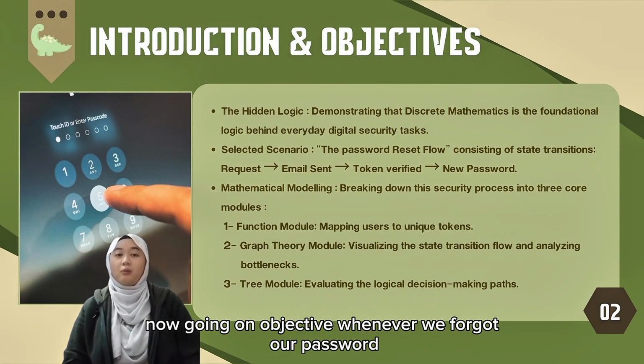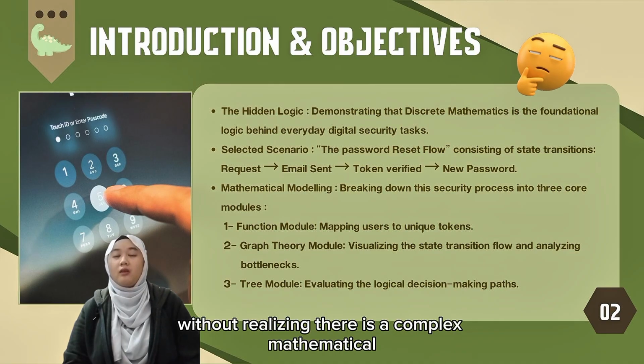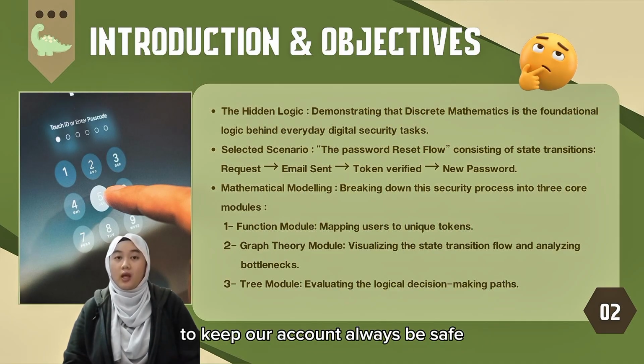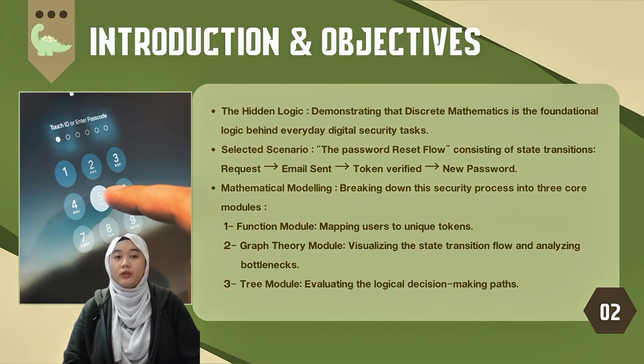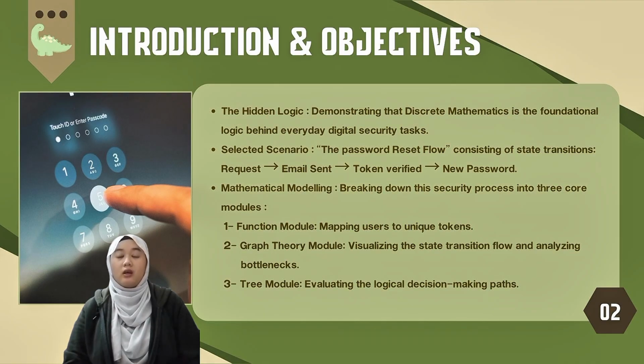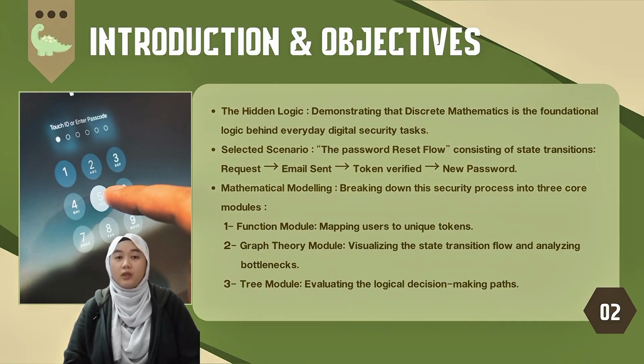Now going on to the objective. Whenever we forget our password, we simply click the Forgot Password button without realizing there is a complex mathematical structure running in the background to keep our account safe. So, the objective of our project is to model the exact workflow using functions, graph theory, and trees based on our four main steps, which are request, email send, token verify, and new password.